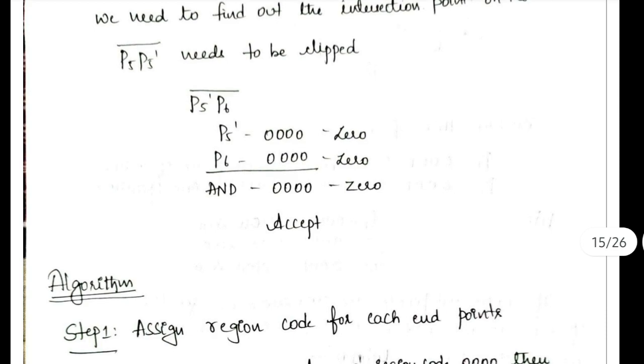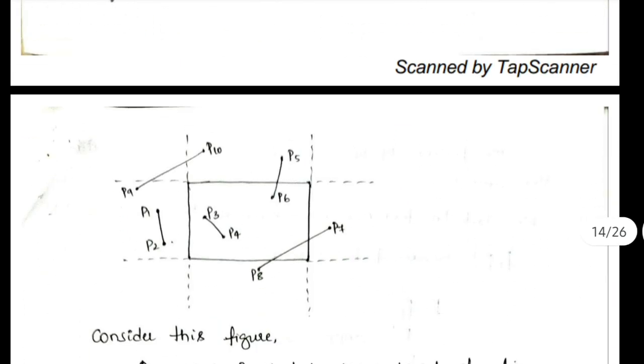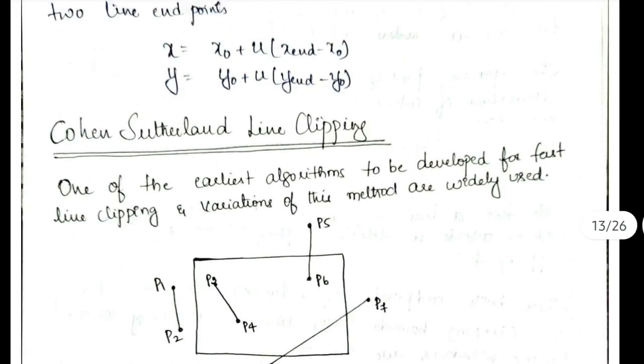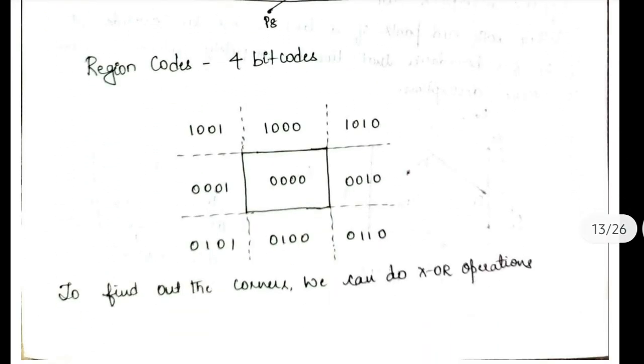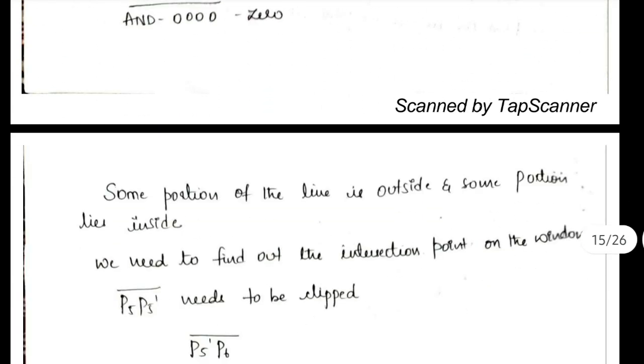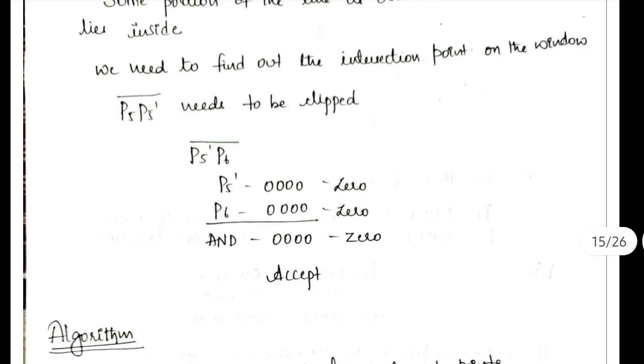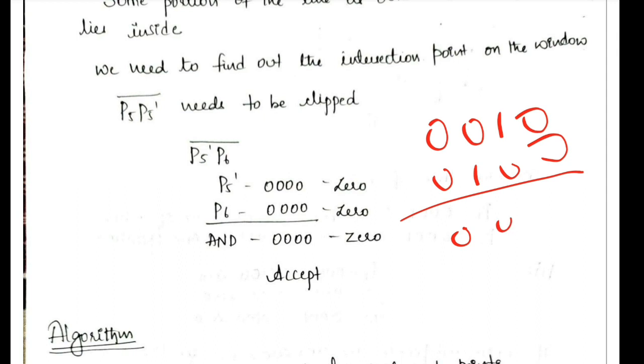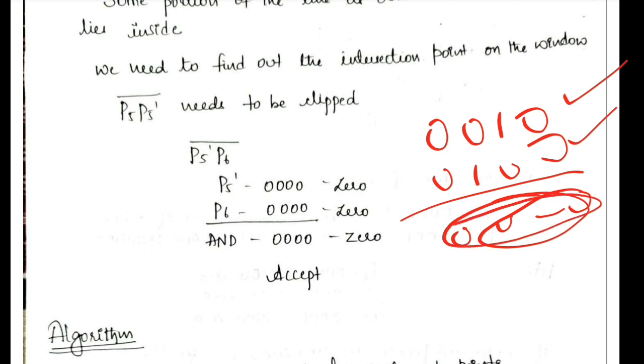Let's find out the last one. It is P7 P8. P7 P8 is 0100 and 0010. The answer we get is also 0000. So if two non-zeros are there and we get the answer 0, that also has to be partially clipped. Whenever we get the answer 0, it has to be clipped, except for the first case, which is in the middle part. Now if we have to clip this one, what do we have to do?